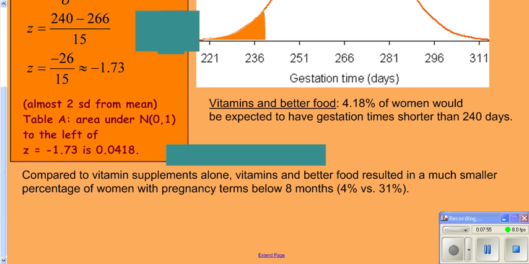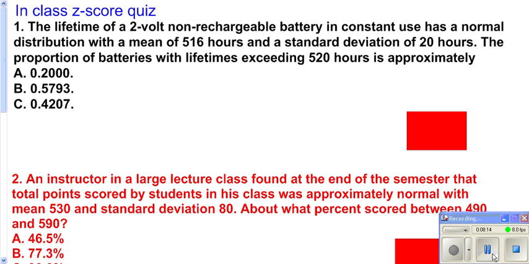So the result is that 4% of the women with better food and vitamins had preemie babies, where 31% did with just better vitamins. In other words, the food helps because we're trying to have fewer preemie babies. So go ahead and look at these two questions and answer them.